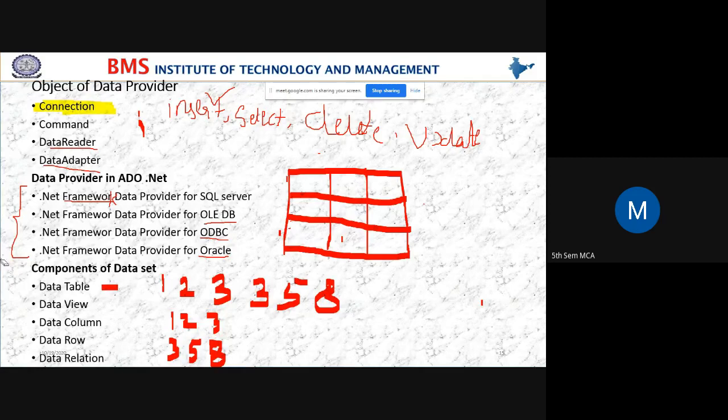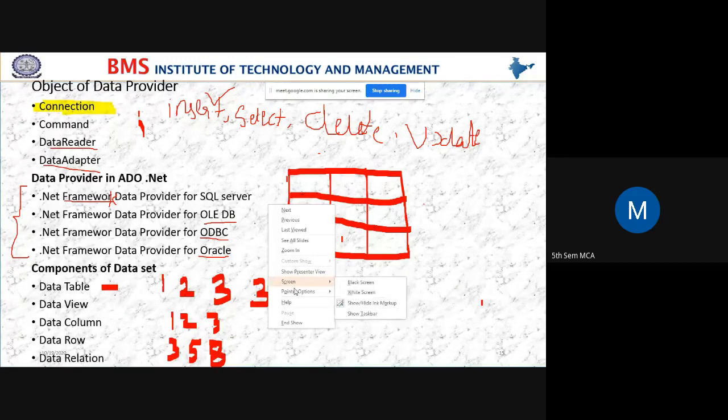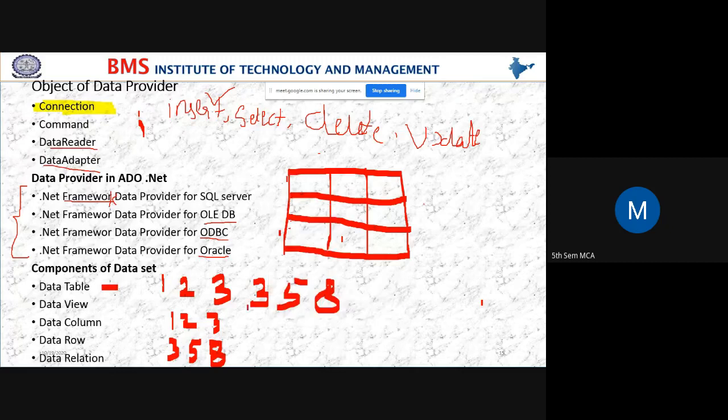Okay, students, see here, this is one set of data, and this is another set of data. Can you see the difference? Here the same data 1, 2, 3, 3, 5, 8, and here 1, 2, 3, 3, 5, 8. Here I have inserted the data sequentially, one by one in a single row.